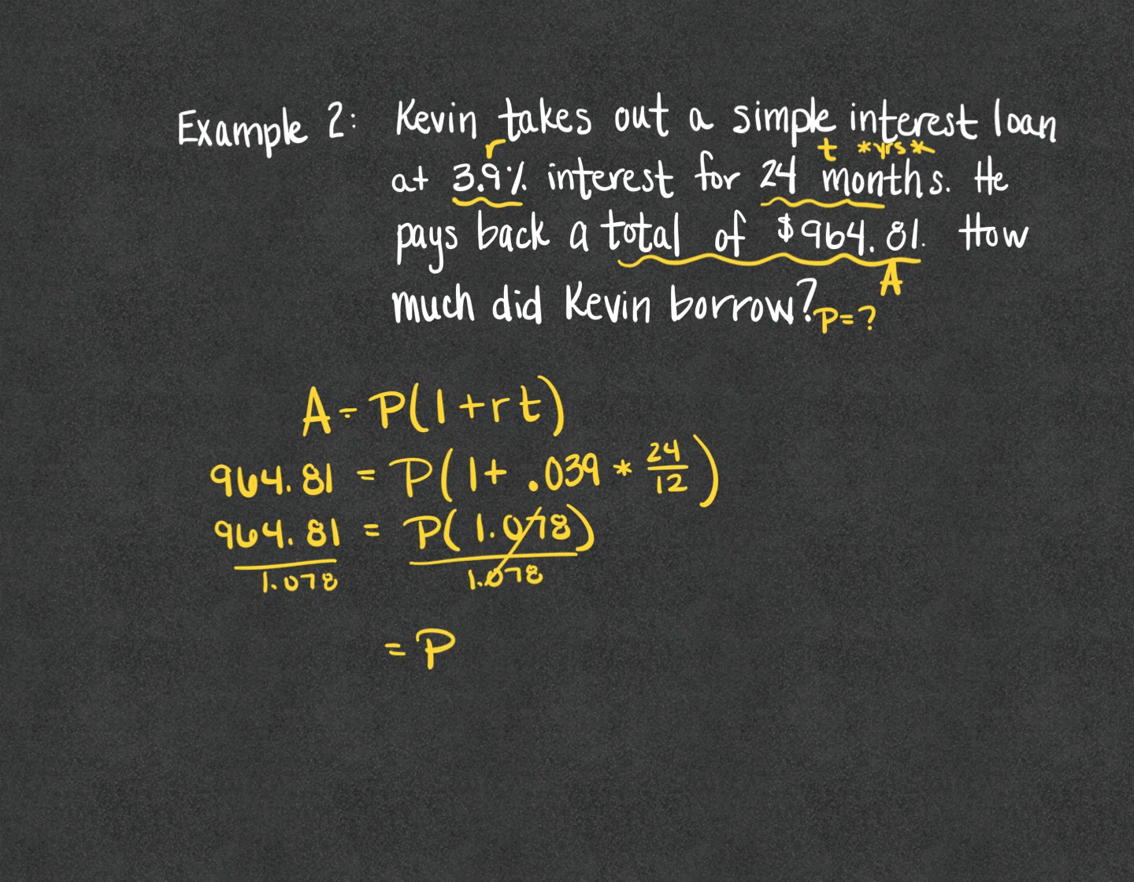So when we do that, 964.81 divided by 1.078, I get 895. And so that was the starting amount of his loan. That was what Kevin borrowed.